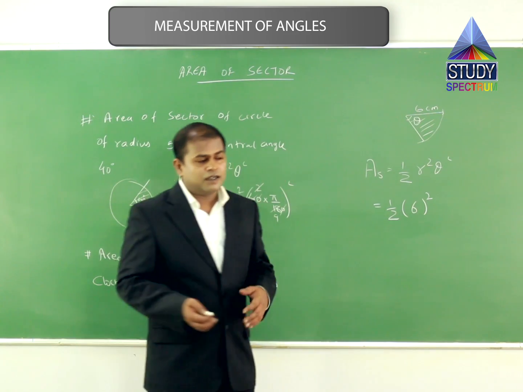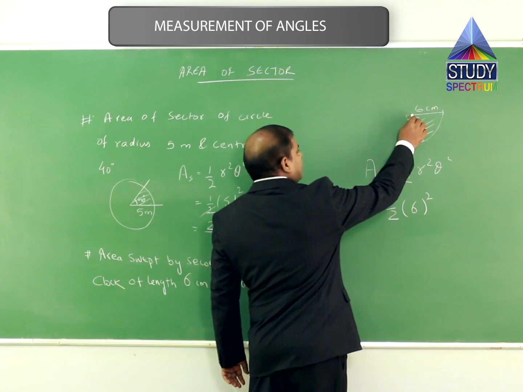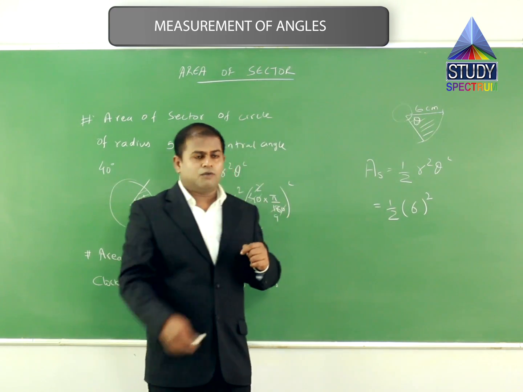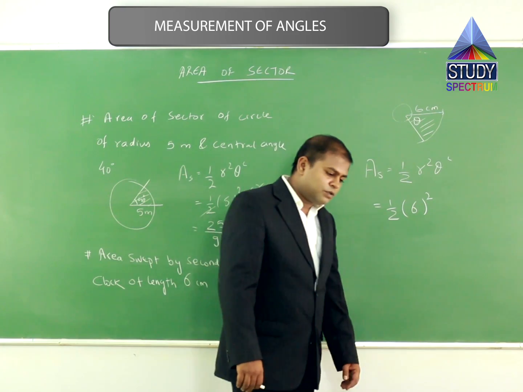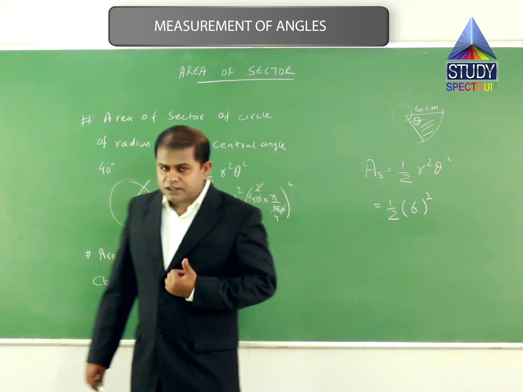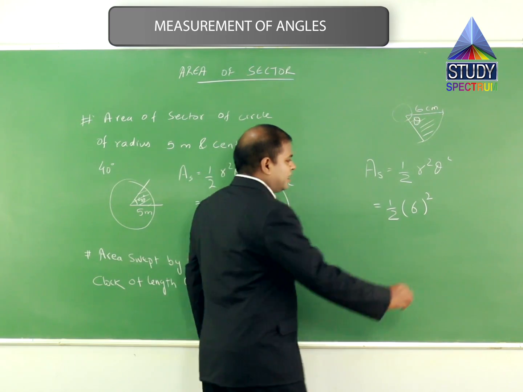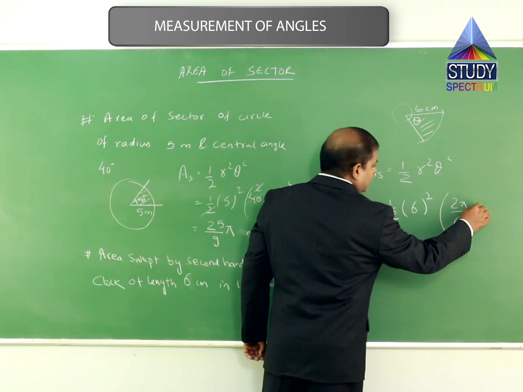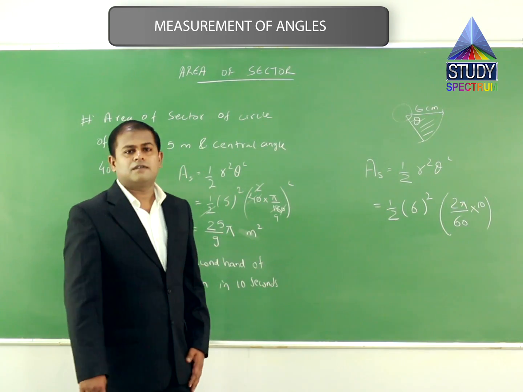Then what to do? Again, we'll use the unitary method. In what time does the second hand of a clock complete one rotation? It takes 60 seconds to complete one rotation, and one rotation is what angle? 2 pi radians. So I'll say 2 pi radians in 60 seconds. So in 10 seconds it will be 2 pi by 60 into 10.